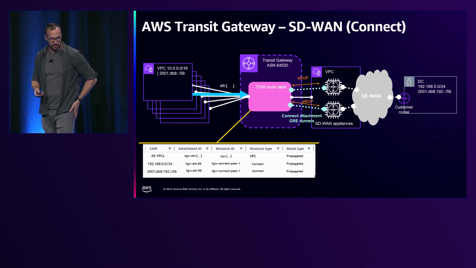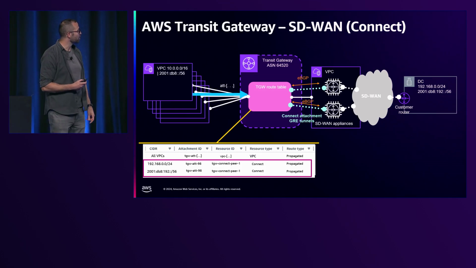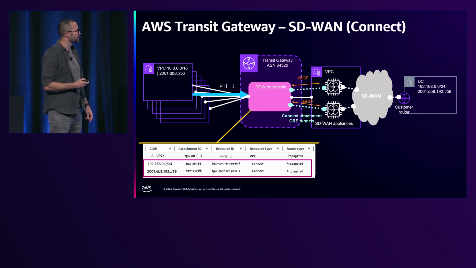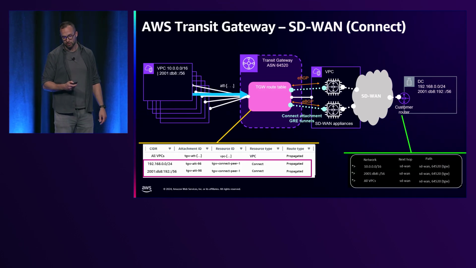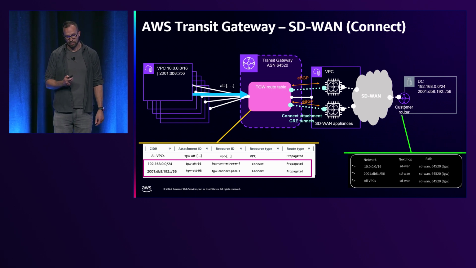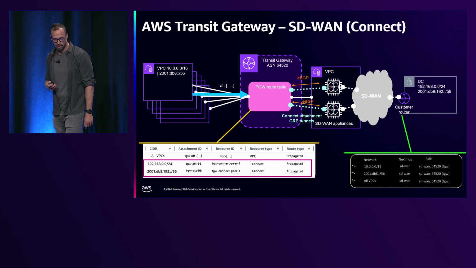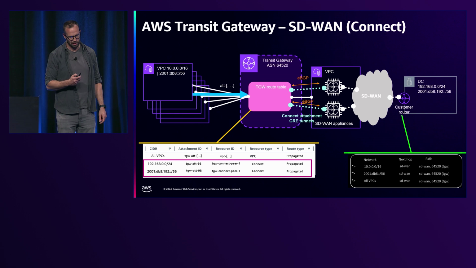So in the route table, we can see that next hop for the on-premise routes is the connect attachment. And then on-premise, we can see that the routes back to the VPCs are through the SD-WAN, and then finally through the Transit Gateway.